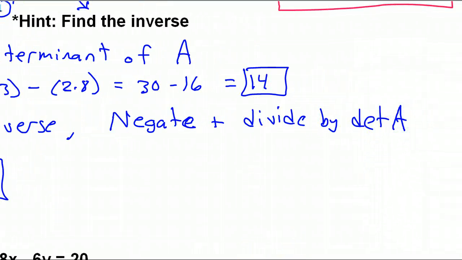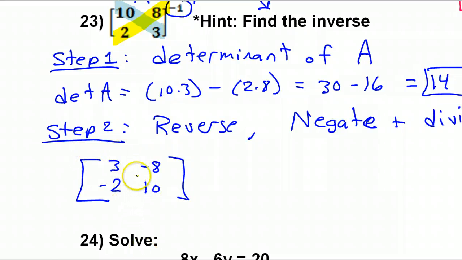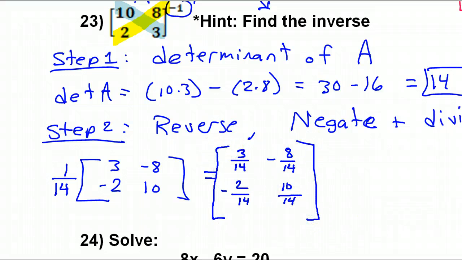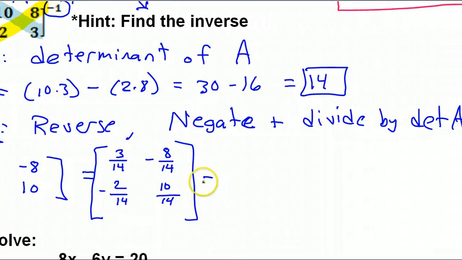Which was 14. So there, I did my reverse negate. Now to show that I'm going to divide by 14, I'll just put 1 over 14 in the front. But just remember, this 1 over 14 just means to divide everything by 14. So if I do that, then I'm going to have 3 over 14 and negative 8 over 14 and negative 2 over 14 and 10 over 14. So all I really have to do is reduce all these, and then that will be my final answer.